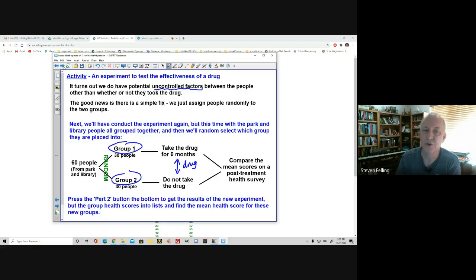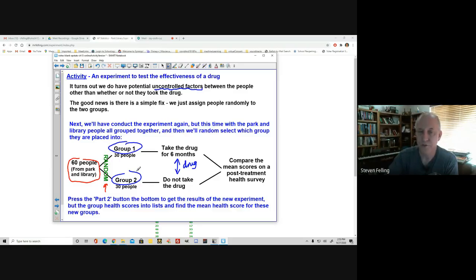All we have to do is, instead of just taking the park people and making them group 1 and the library people and making them group 2, we just lump all 60 people together, and then we randomly assign the people using a random process into group 1 and group 2. Okay, then if we see a difference, any of these other differences back here, like age or exercising or anything else, right, those things will tend to be split between the two groups, right?